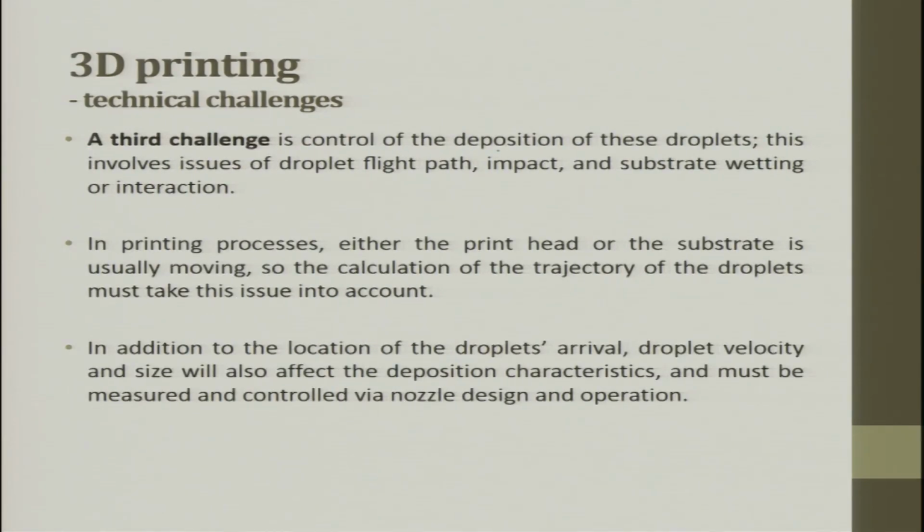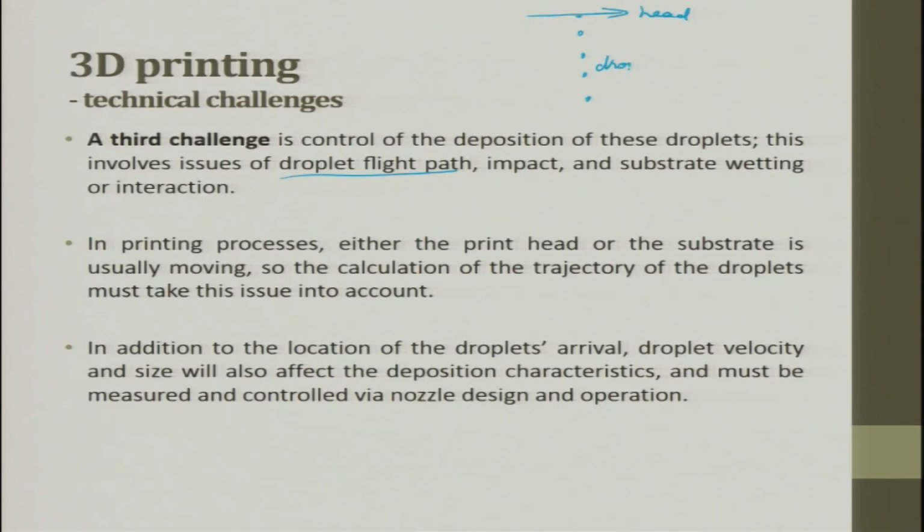A third challenge is the controlled deposition of this droplet. This involves issues of droplet flight path, impact and substrate wetting or interaction. When the droplet falls from a certain height, how does it fall and how does it interact? In the printing process, either the printing head or the substrate is usually moving. So, the calculation of the trajectory of the droplets must take this issue into account. Because the droplet is falling, it is like a plane dropping a bomb. So, a droplet is forming and parallelly this head is moving.